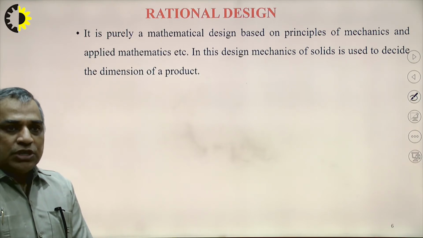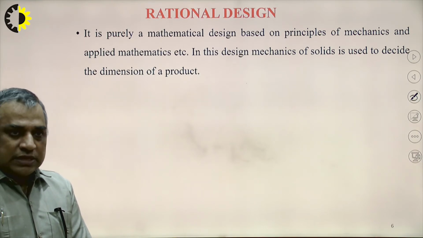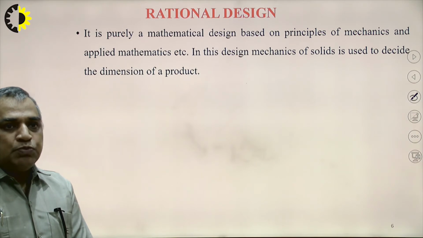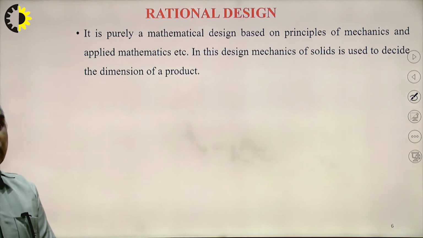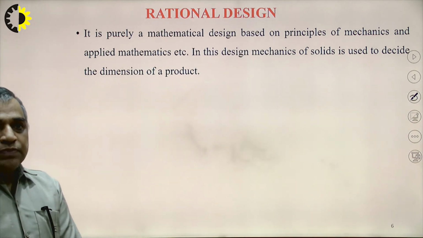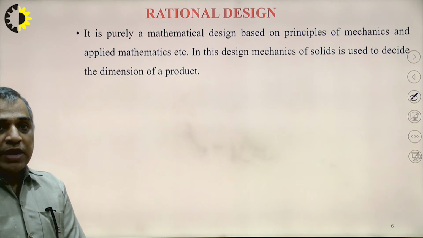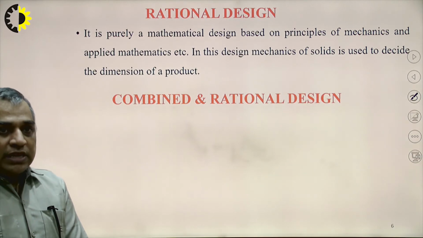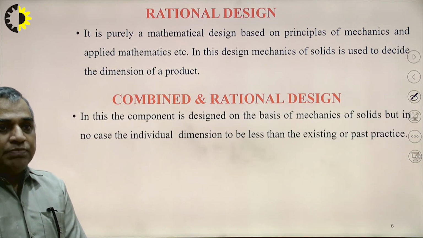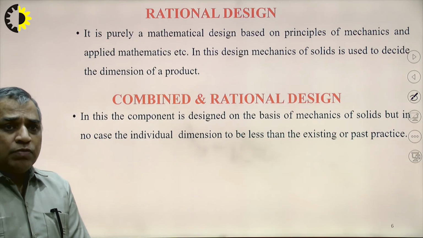It is having some mathematical support. So rational design, if we want to precisely define it, can be defined as purely mathematical design based on principles of mechanics and applied mathematics, etc. In this design, mechanics of solid is used to decide the dimension of the product. The example we can take in the next slide, combined and rational design.